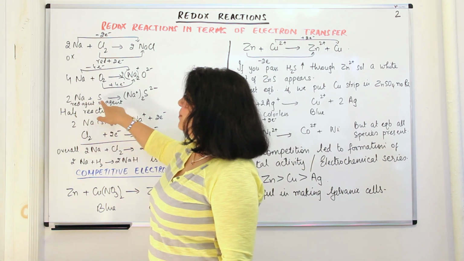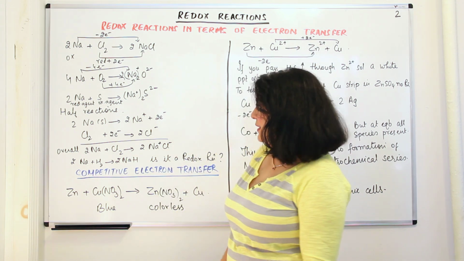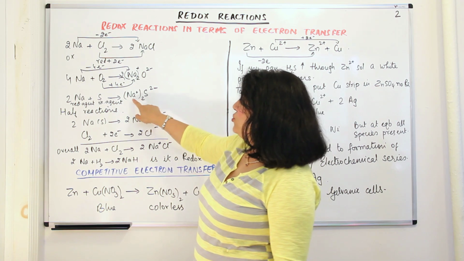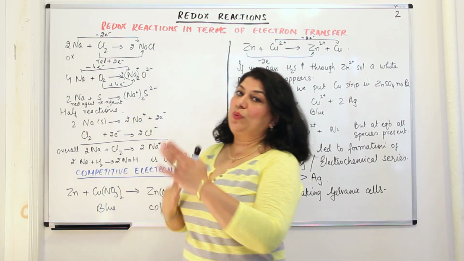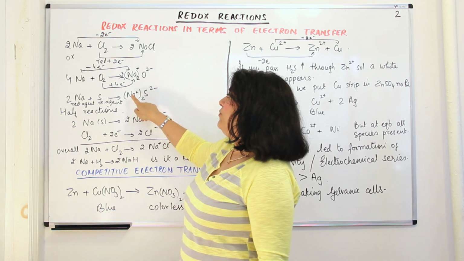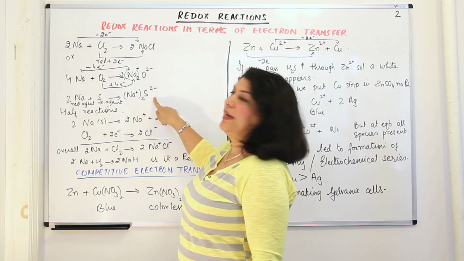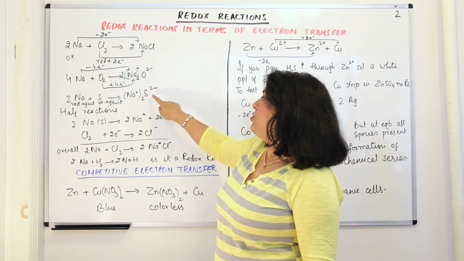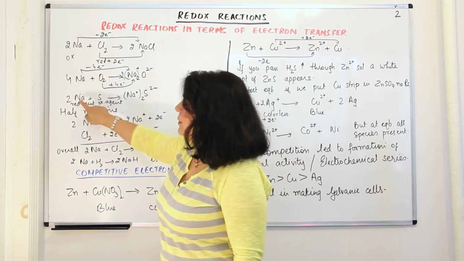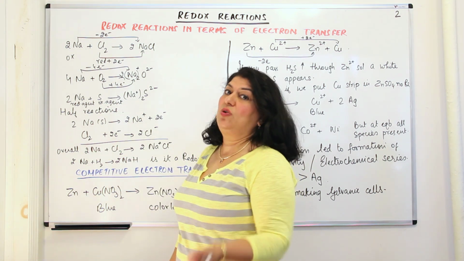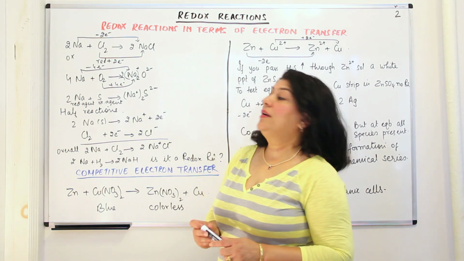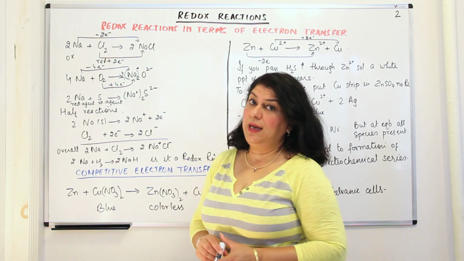Again, you have sodium combining with sulfur to form sodium sulfide. Sodium loses 2 electrons, sulfur gains 2 electrons. So 2 atoms of sodium, each one loses 1 electron, so loss of 2 electrons total. So we'll give you Na positive ion, so Na2S, and the charge on sulfur is 2 negative. So sodium got oxidized, sulfur got reduced. Sodium is the reducing agent and sulfur is the oxidizing agent.